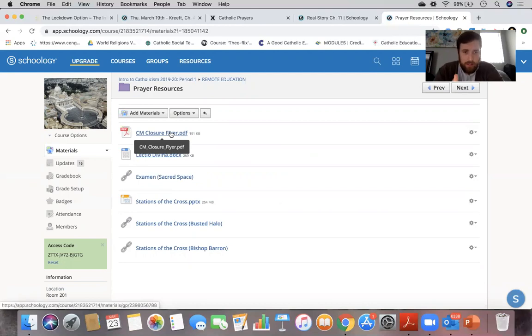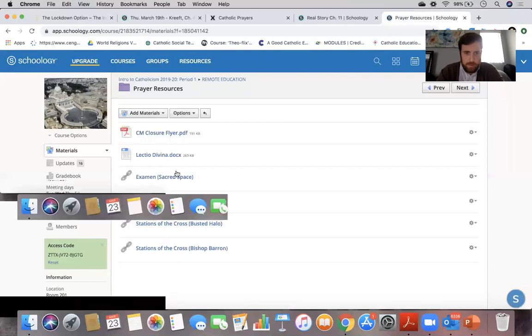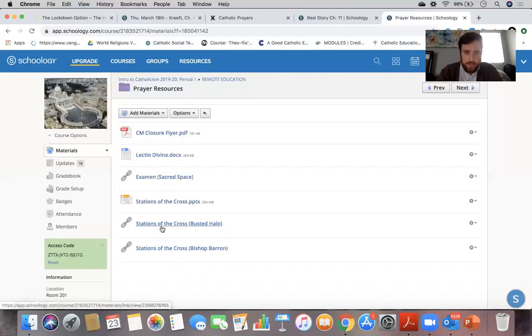You see here that there's different resources, what campus ministry is offering here. There's a Lectio Divina sheet that I passed out to you guys in class. There's an examen, sacred space. It's like an online examen, which is great to do every day at the end of the day. There's Stations of the Cross, what they are in this PowerPoint, and then also these videos going through the Stations of the Cross. I'm going to add to this. I want to add more things.